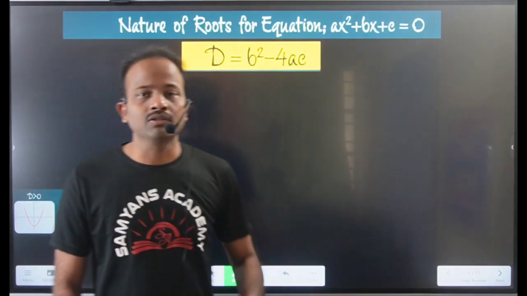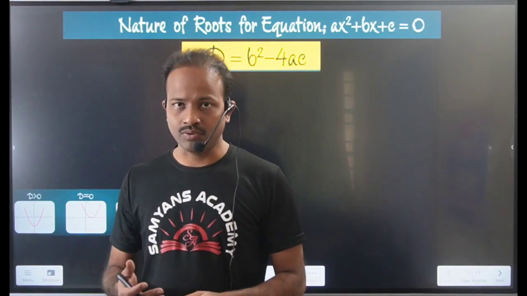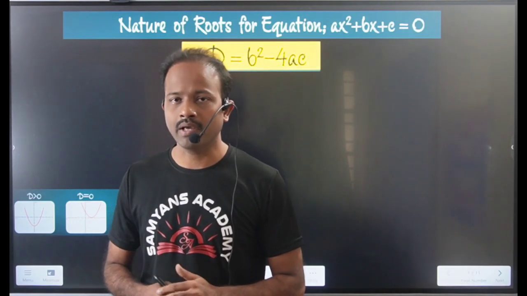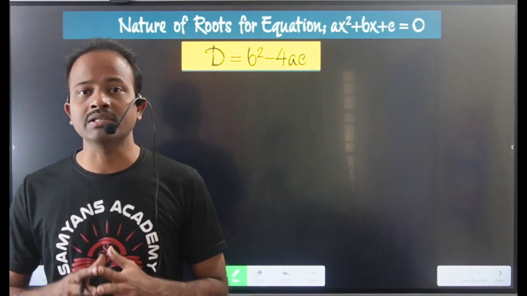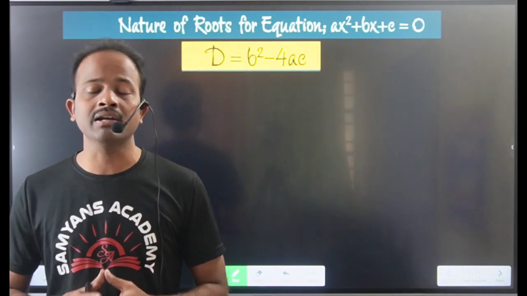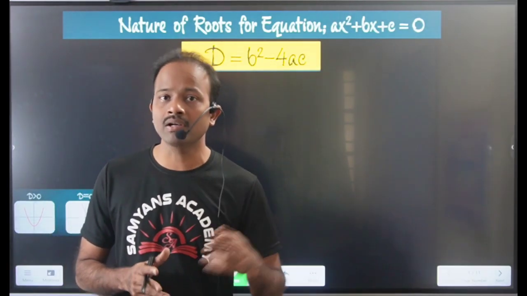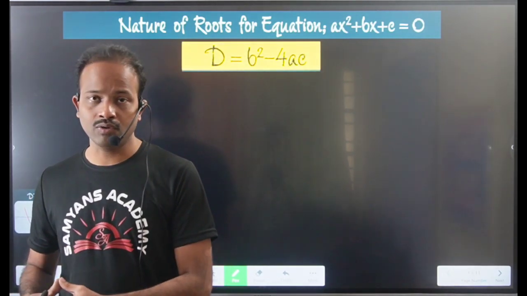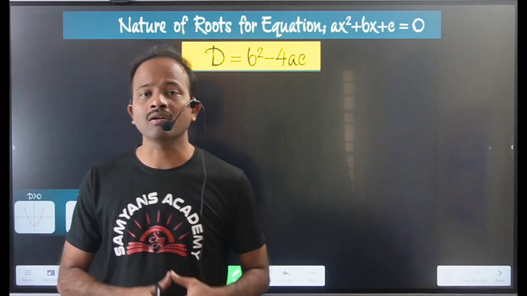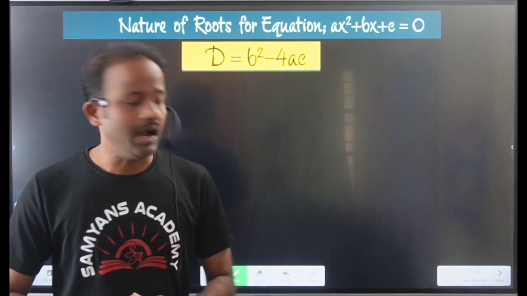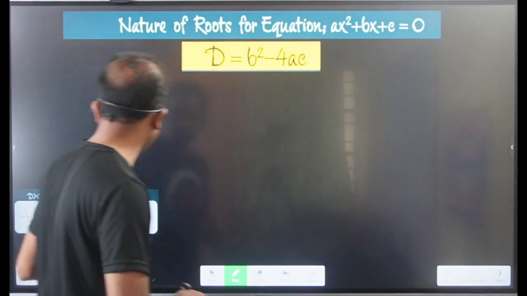When the b square minus 4ac value is positive, we will get two distinct real roots. If the b square minus 4ac value is equal to 0, we will get two equal real roots. If the b square minus 4ac value is less than 0, real roots do not exist. Then the roots are imaginary. And here we have some graphs.